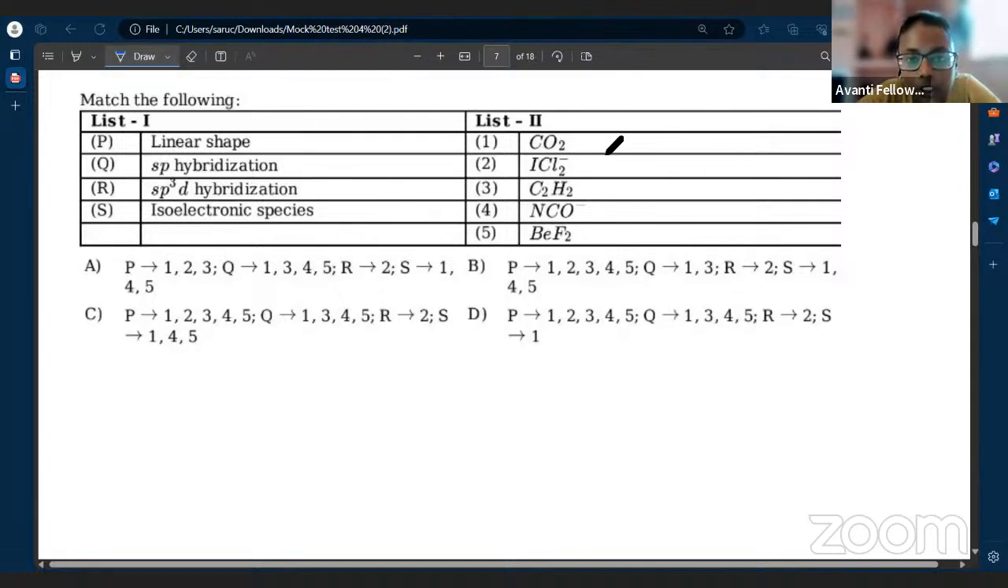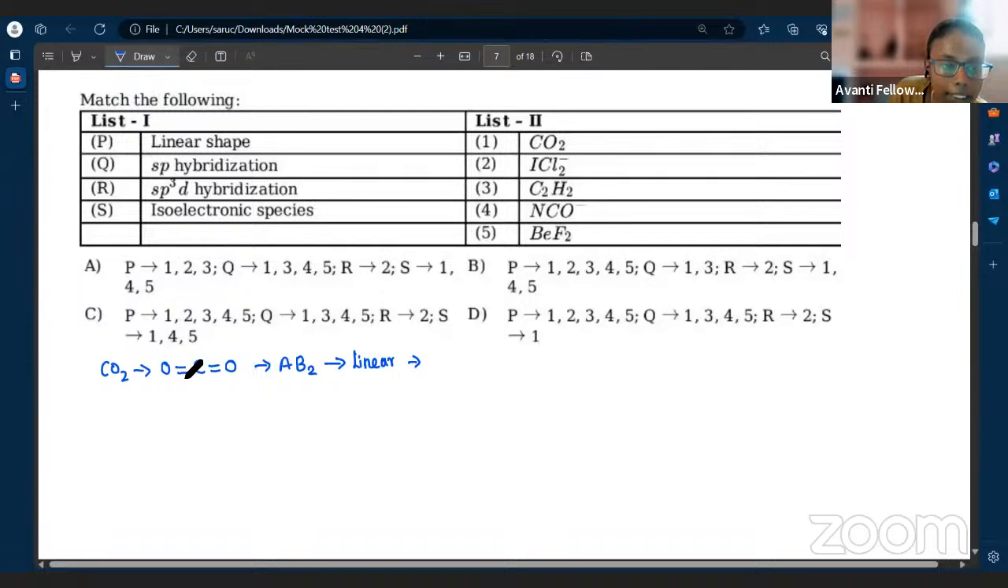Okay, so which all have the linear shape? CO2. I'm writing each and every shape. Write the Lewis structure: O double bond C double bond O. What type does it belong to? It belongs to the AB2 type. What is the geometry of AB2 type? Linear. Very good.